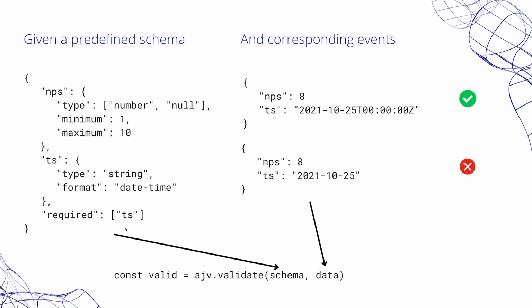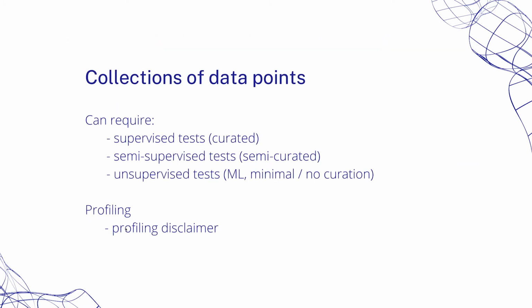We can then take various different instances of our event. Our first event is going to be a valid NPS, valid timestamp. And our second event is going to fail because it doesn't have that valid timestamp. And at the bottom there, I've just put a small snippet of code to demonstrate just how easy it is to validate these events. But validating individual events is good, but what if we want to validate groups of events?